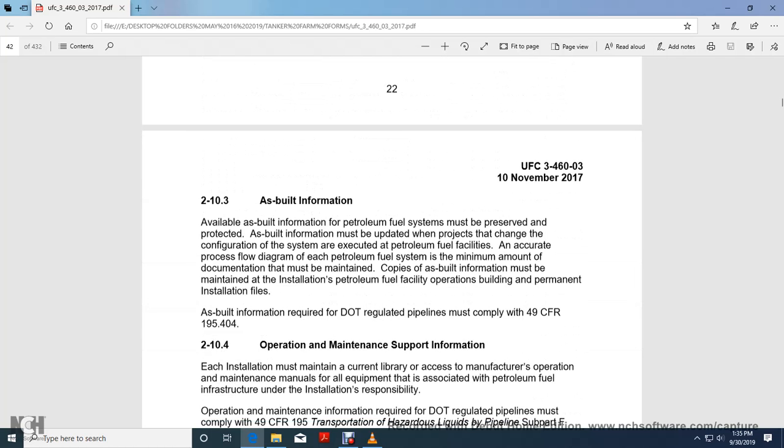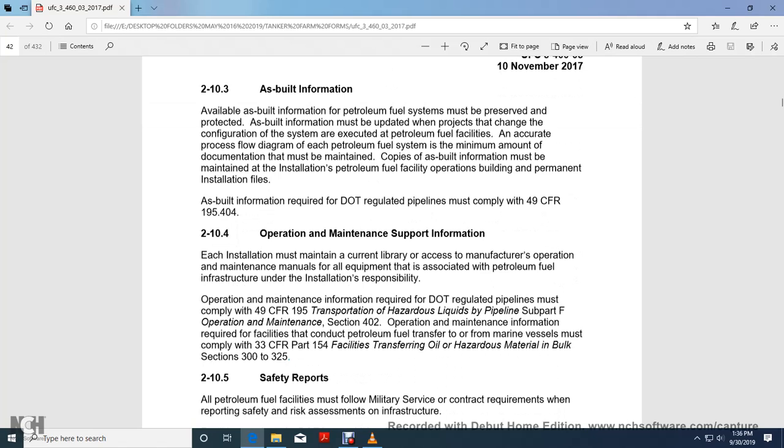2.10.3 As-built information. Available as-built information for the petroleum fuel system must be preserved and protected, with updates to the as-built information for projects that change the system configuration, so that the petroleum fuel facility documentation is accurate, with the process and fuel flow diagram for each petroleum fuel system. Copies of the as-built information must be maintained. The installation petroleum fuel facility operation building permanent installation files as-built information of the regulated pipelines must comply with Title 49 CFR 195.404.